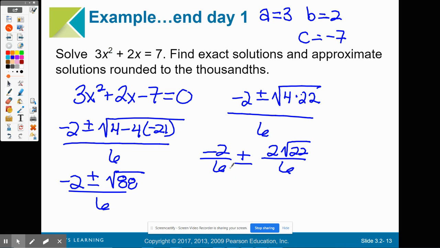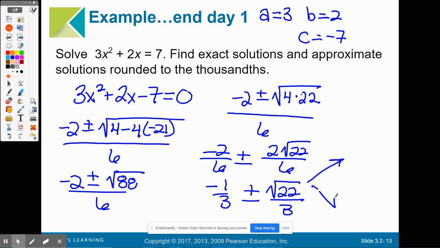And we'll simplify that as well. So that's negative 1/3 plus or minus, the 2 and the 6 will simplify, and that will leave you with the square root of 22 over 3, because the 2 and the 6 will simplify. Now, that is the exact answer.